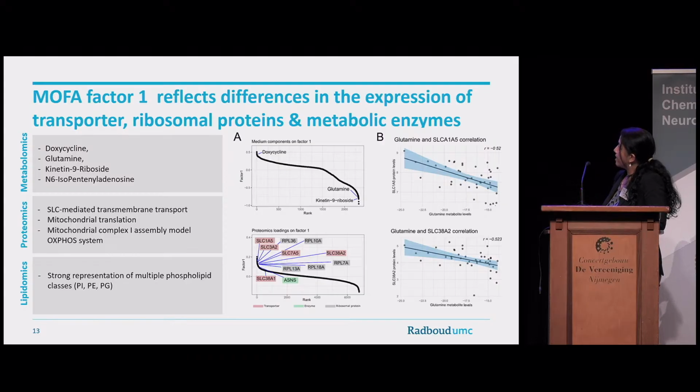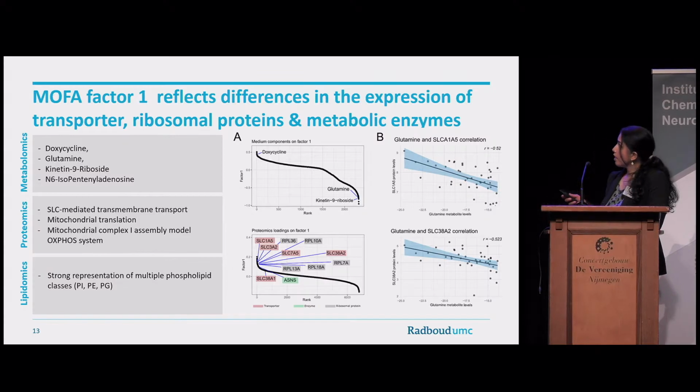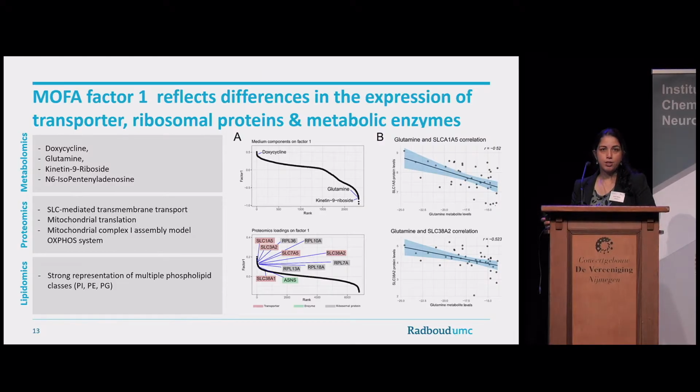Also, we found this enzyme ASNS, which is responsible for the conversion of aspartic acid and glutamine to aspartate and glutamate in the cell. All of this, as well as these ribosomal proteins, altogether infers towards mitochondrial function as well as transport. Also, looking at the lipidomics data, we saw a huge representation of multiple phospholipid classes, which are, of course, involved in mitochondrial function and cell growth.